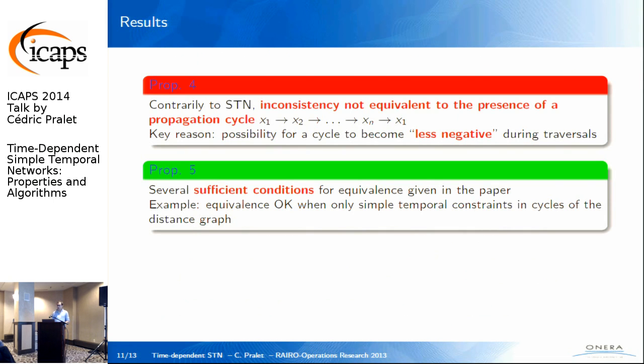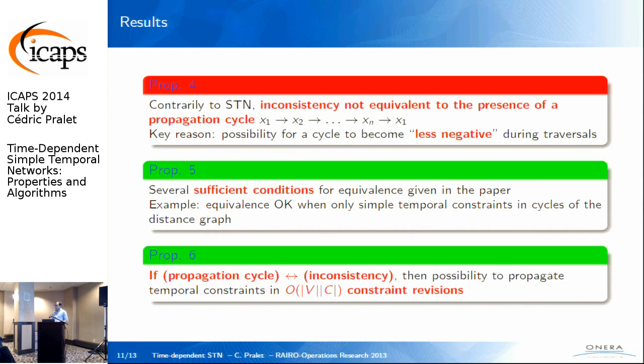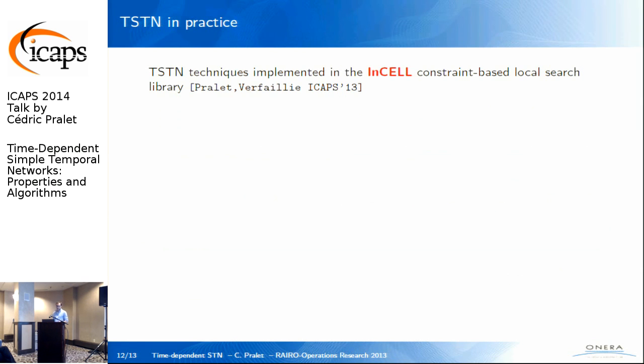In the journal paper, we define some sufficient conditions which allow for the equivalence to hold again. For instance, if there are only simple temporal constraints in cycles of the distance graph, then we have the equivalence between inconsistency and the existence of a propagation cycle. And last, if we have this equivalence, it is possible to show that we obtain the same bounds as in STN. That is, we can propagate temporal constraints in a number of constraint revisions which is proportional to the number of time points times the number of constraints.